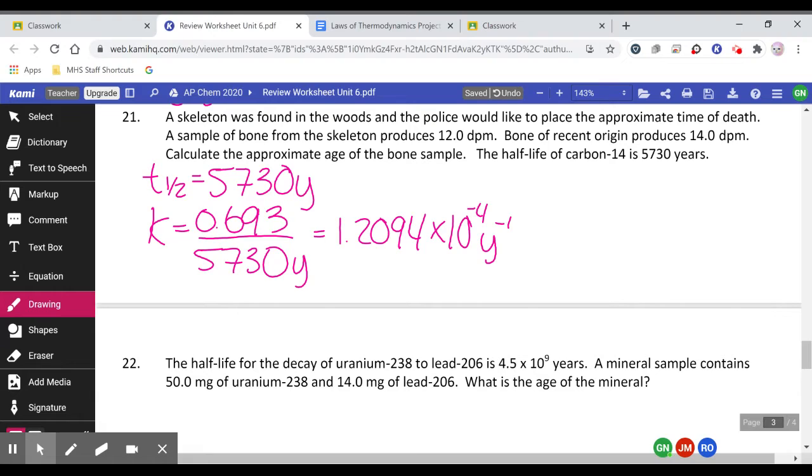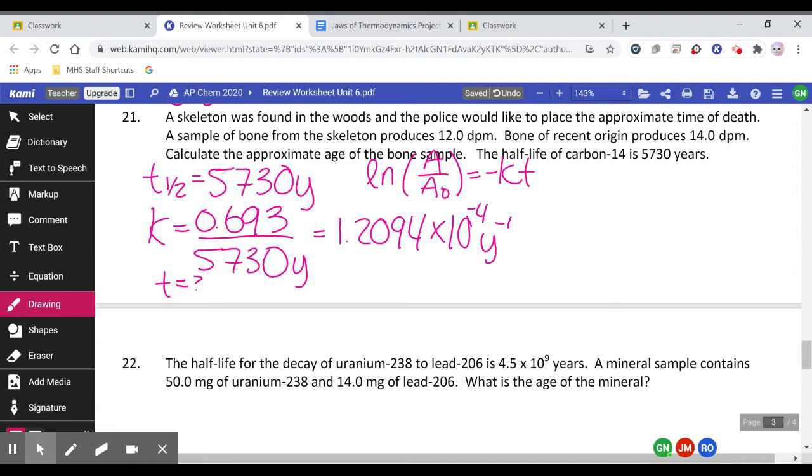And then in the problem, we're given information that refers to activities, not mass or mole. And so I want to use my form of the equation that is natural log of the activity over the initial activity equal to negative K times T. I'm solving for time because they want to know the age of that bone sample.